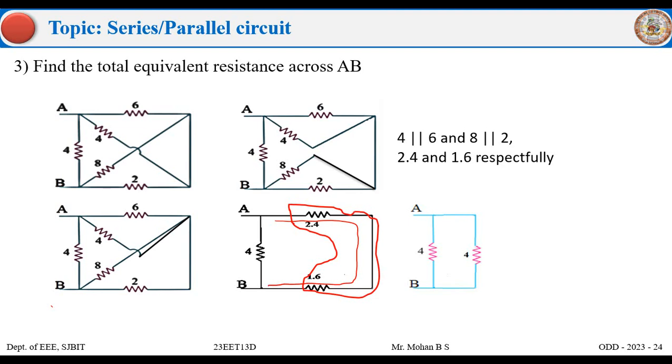So it becomes 4, and now it is clear between point A and point B, 4 and 4 are in parallel. 4 by 2, the answer is 2 ohms, or 4 inverse plus 4 inverse, the whole inverse, you still get the same answer, that is 2 ohms.